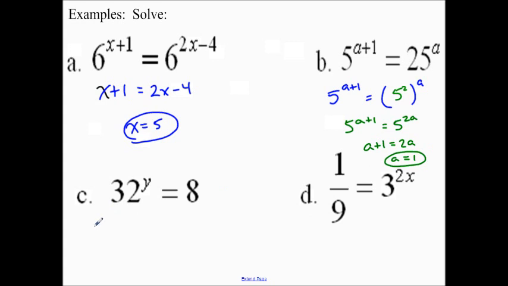Example C, you're going to need a base that can be made into a 32 as well as an 8. So in this case, we're going to use a 2. So 2 to the 5th is equivalent to 32. That's all raised to the y power. And over on the right side, you can make 8 into a 2 cubed. So when you set these exponents equal, you multiply it out. 2 to the 5y equals 2 cubed. And set those exponents equal. You're going to end up with a fractional answer, but that's okay. We can handle that. 5y equals 3. Y equals 3 over 5.